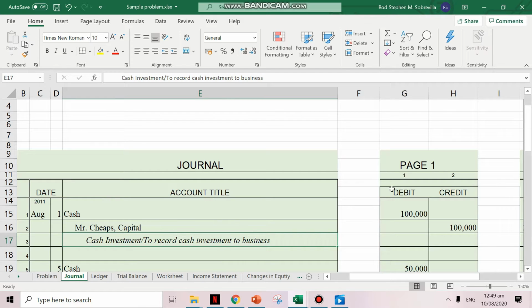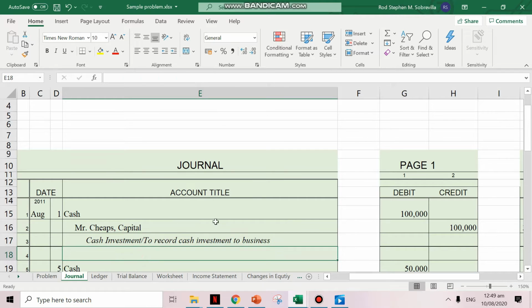Pero, kadalasan sa amin ng first year, ganito yung klase ng record ng description. To record cash investment, to record service rendered, to record logging me, to record. Pero pag higher accounting na kayo, this will do. Pero for now, ito muna yung gamitin nyo.